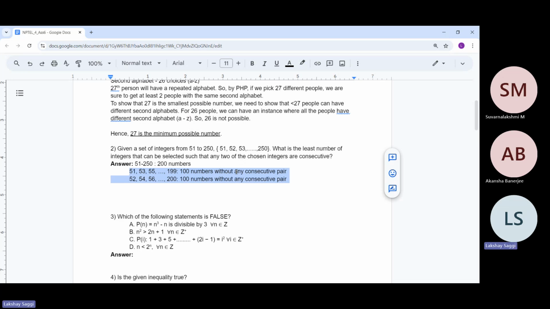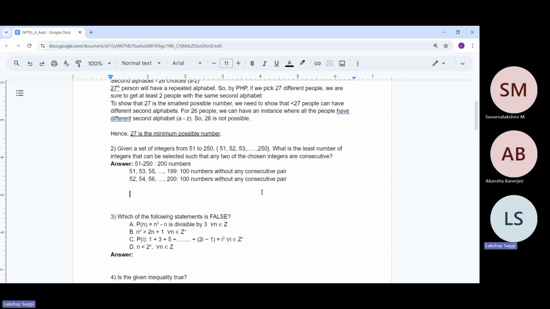In this first set there are no consecutive numbers. In the second set also there are no consecutive. So effectively what we have shown is 100 will never be the correct answer. We need more than 100 numbers to ensure this sort of guarantee. We know that 100 is not possible. So this is the lower bound, that 100 or less than 100 is not possible. But we also need to show an upper bound, what is actually the least number of people. So what we'll actually be showing is 101 to be the correct answer.